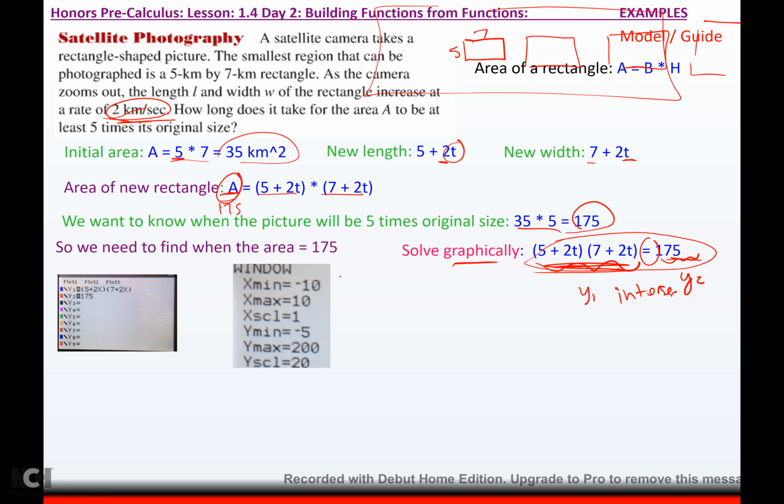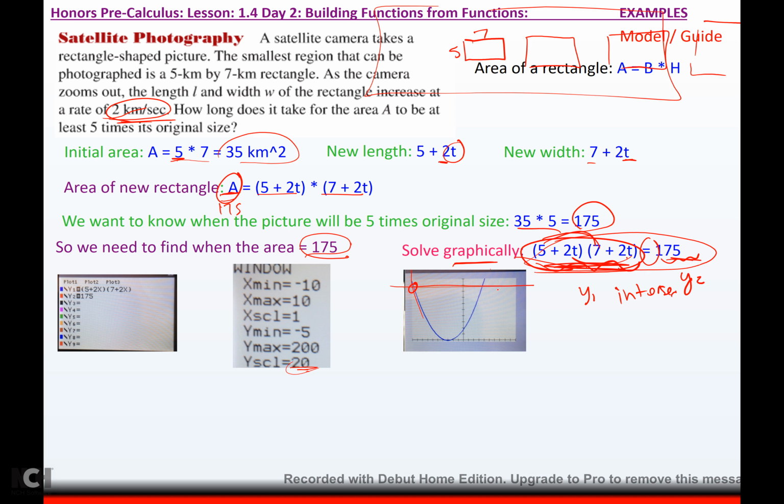I kept my x's going from -10 to 10. My y's go from -5 all the way up to 200. Why did I pick 200? Well, I'm trying to get to 175, so I went a little bit bigger. And because I'm going such a long way, I changed my scale from counting by ones to counting by 20s. So now, when I hit graph, you can see this function is a parabola, because if you multiply it out, you get a 4t squared, which is my parabola. And there's my 175 line.